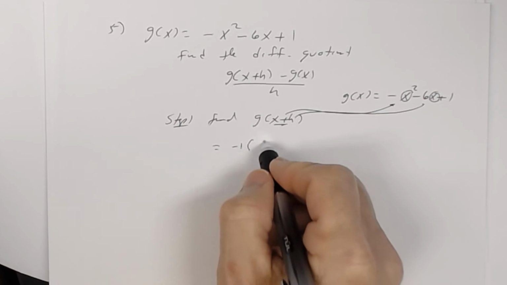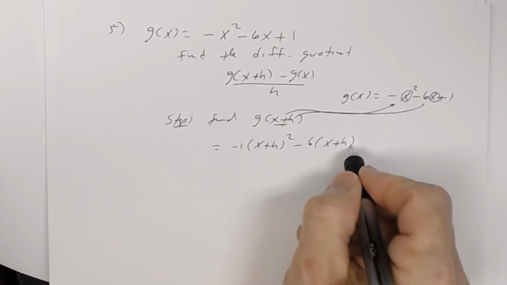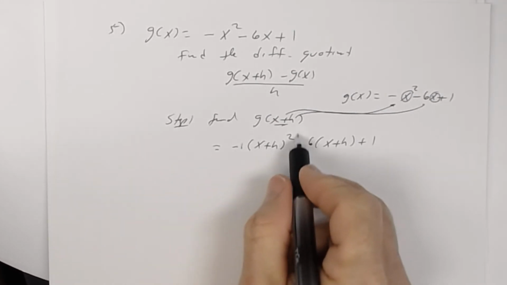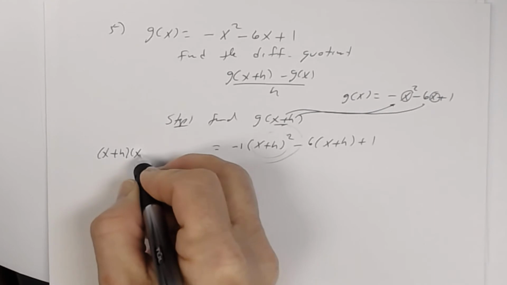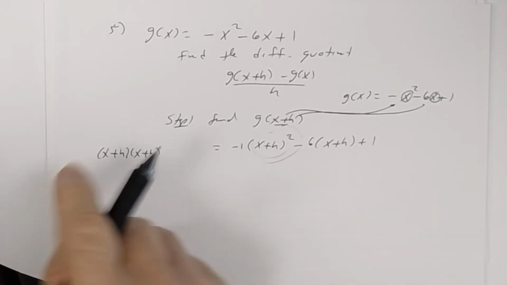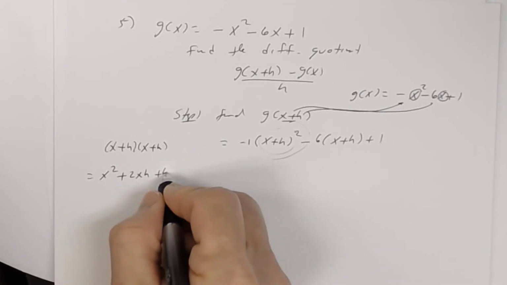So this becomes -1 times, in parentheses, x plus h squared, minus 6 times x plus h plus 1. Now let's go ahead and deal with x plus h squared. So remember, x plus h times x plus h using the FOIL method. Remember, that's going to be x squared plus 2xh plus h squared.